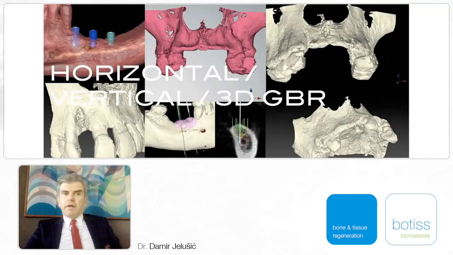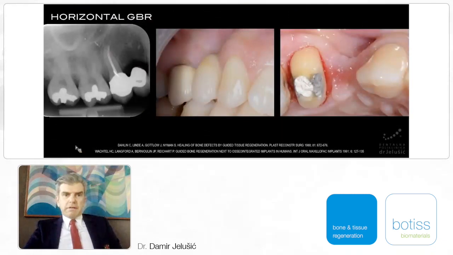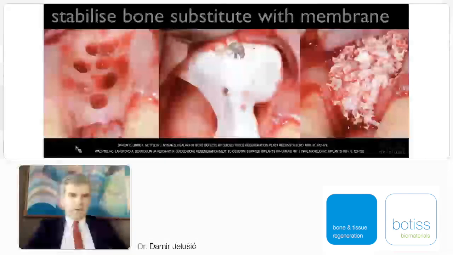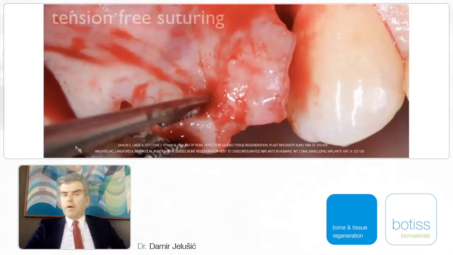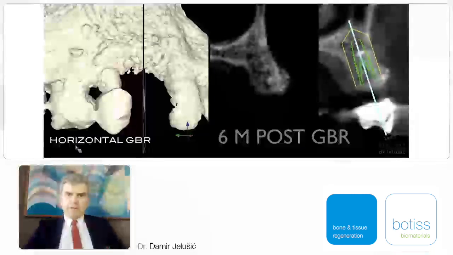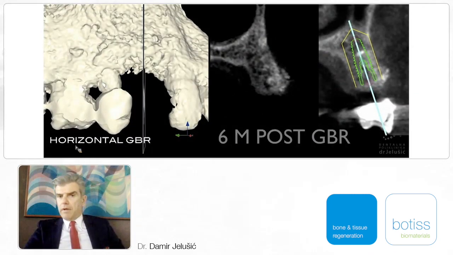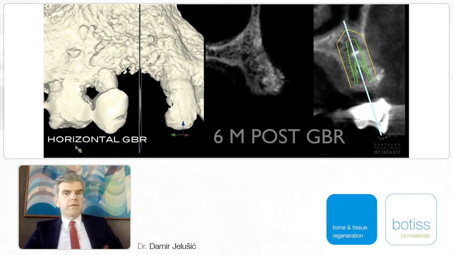Horizontal and vertical, still more complex bone regeneration. This is a very old classic case with such a defect in an area. Cerabone, big particles, membrane stabilized with pin. Of course, you should always follow the rules for GBR, tension-free suturing. And this is 6 months post GBR, nice ridge and nice situation to place implant in a prosthetic-driven way.